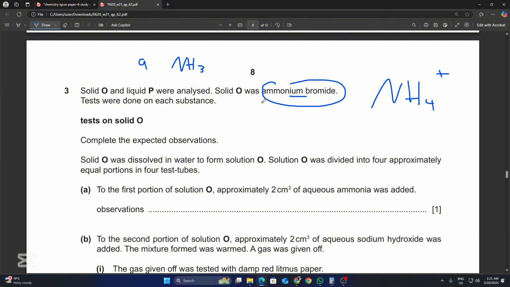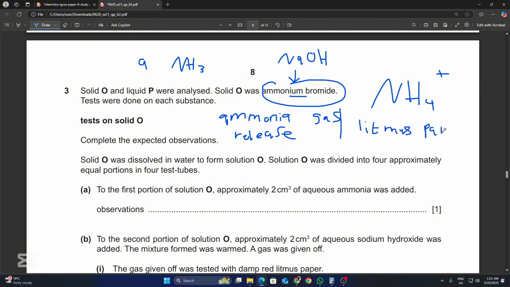Tests were done on each substance. Now let me tell you something. When we add sodium hydroxide to ammonium, the gas ammonia will be released. And to test for ammonia, I said we need to use something called litmus paper. So if it mentions anything to do with adding sodium hydroxide, and what you will observe if that is added, you will say it turns red litmus paper blue.